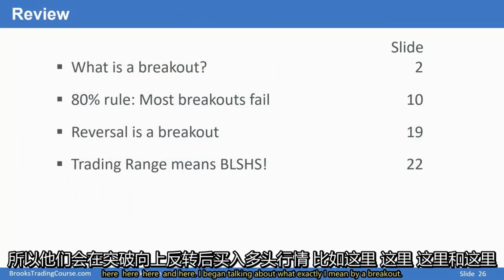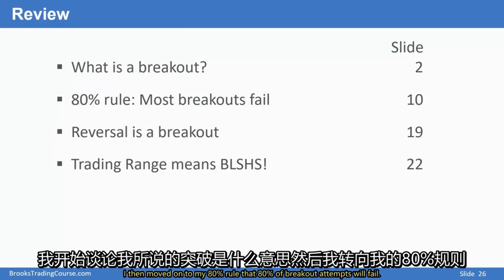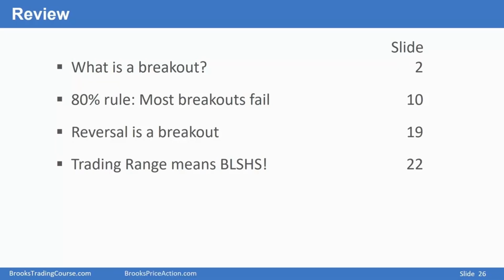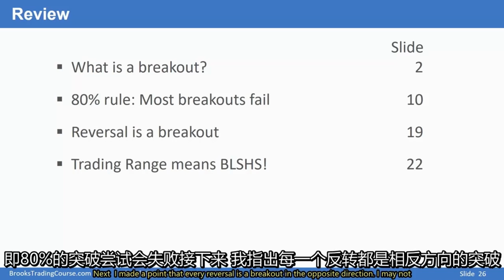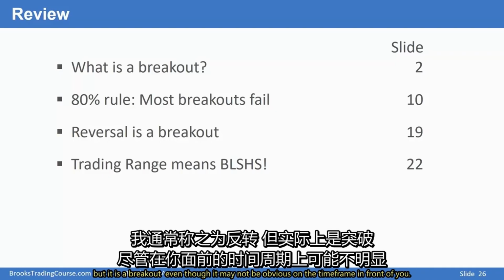I began talking about what exactly I mean by a breakout. I then moved on to my 80% rule, that 80% of breakout attempts will fail. Next, I made a point that every reversal is a breakout in the opposite direction. I may not call it an opposite breakout. I typically call it a reversal, but it is a breakout, even though it may not be obvious on the time frame in front of you.